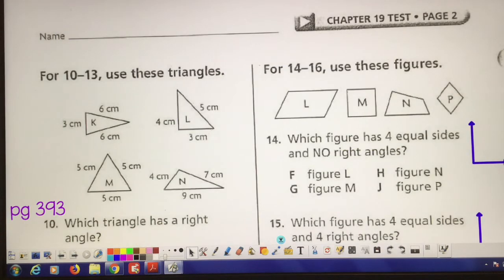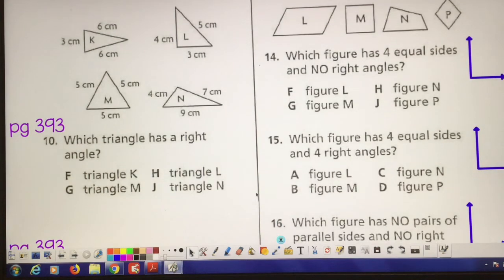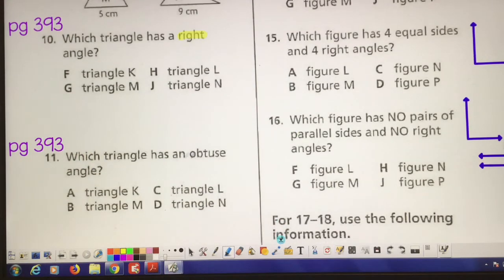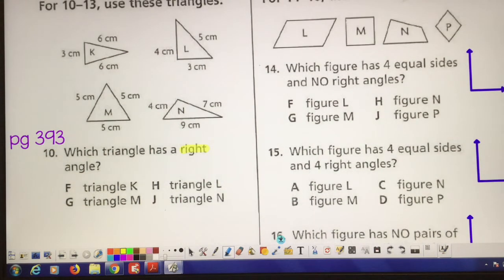So for number 10, which triangle has a right angle? So I'm going to take a look and figure out which one has a right angle. I'm not looking at the sides. I'm going to look at the angles. K, M, L, or N. Number 11, which triangle has an obtuse angle? So which one has an angle that is bigger than a right angle? So slide back up here. K, M, L, or N. Remember, I'm looking at the angles.